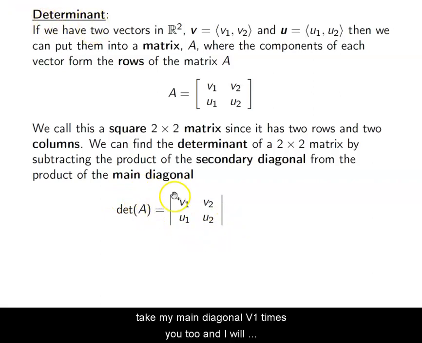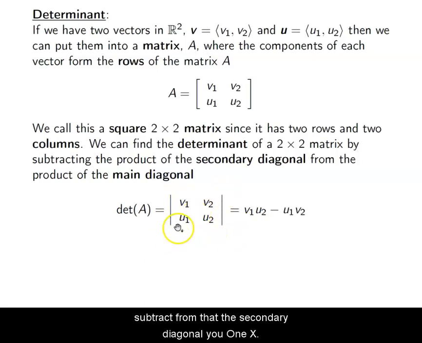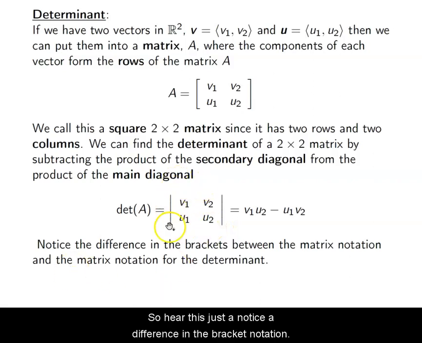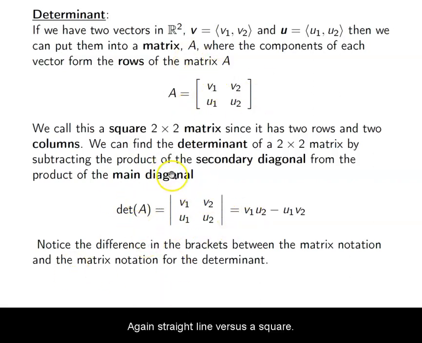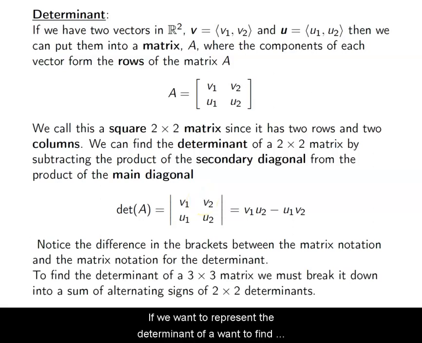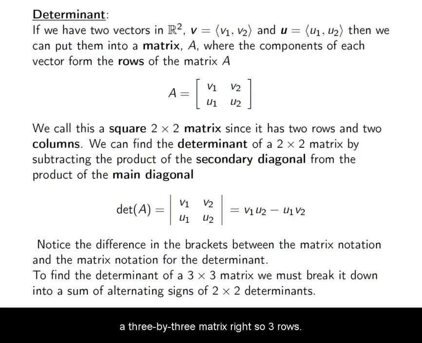Okay, so I take my main diagonal, V1 times U2, and I will subtract from that the secondary diagonal, U1 times V2. So it's actually very easy to find this thing. You just have one multiplication and then another multiplication, and you subtract the two values. Okay. So here, notice the difference in the bracket notation. Again, straight line versus a square bracket represent different things. Okay. If we want to find the determinant of a 3x3 matrix, right?